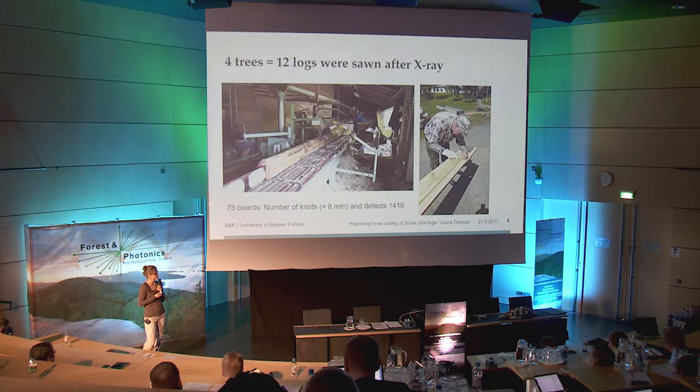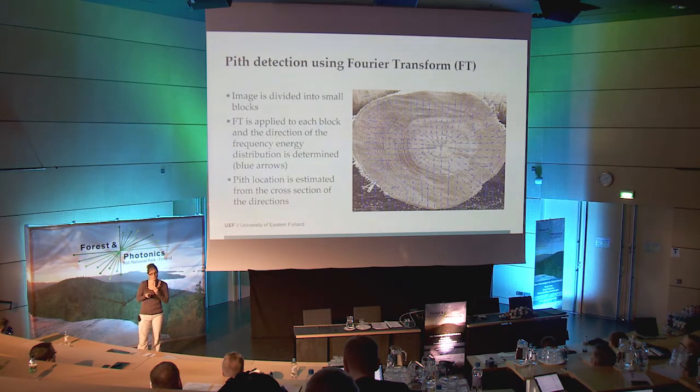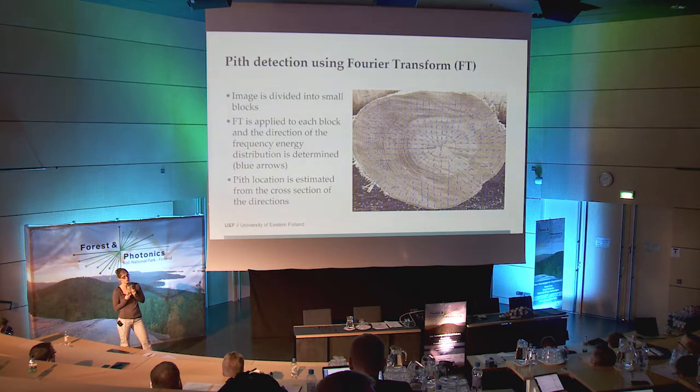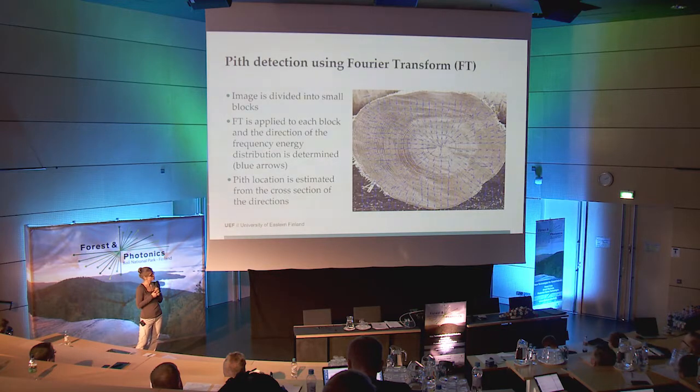So this was the data gathering, and then we have the images. What happens now is that the images are divided into smaller blocks, and a Fourier transform is applied to each block. From this we can get the direction of the frequency energy distribution, which is marked by the blue arrows, and the pith can be found in the estimated intersection of those arrows. This is the basis for the further analysis.